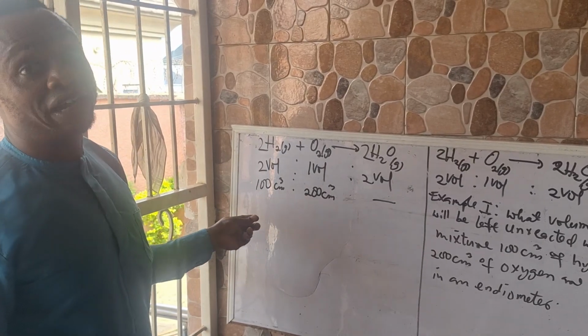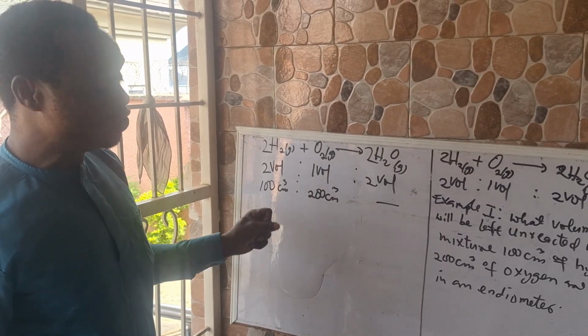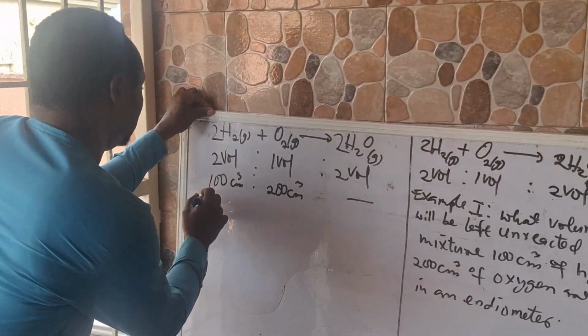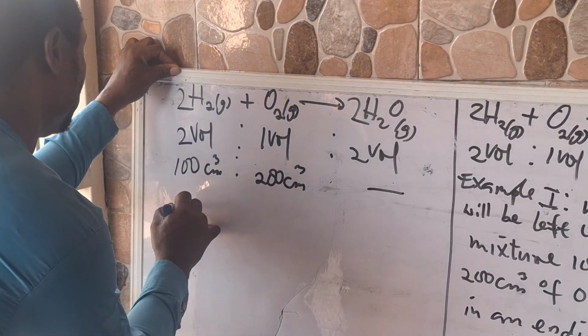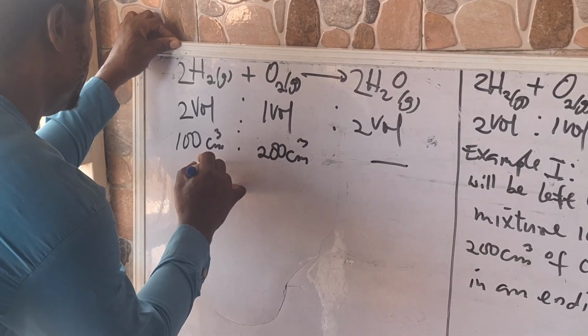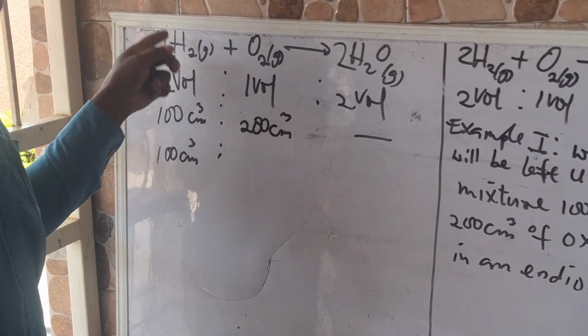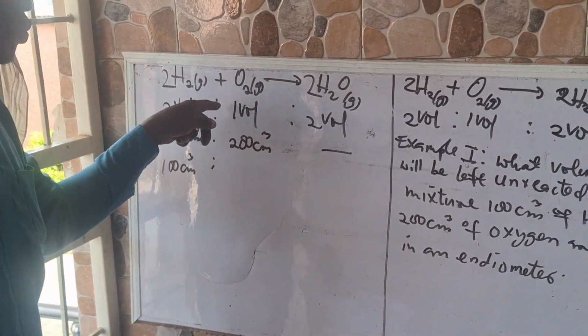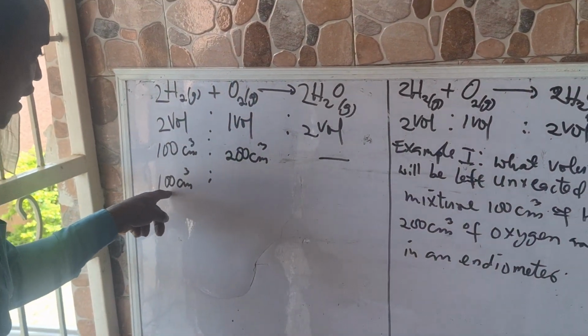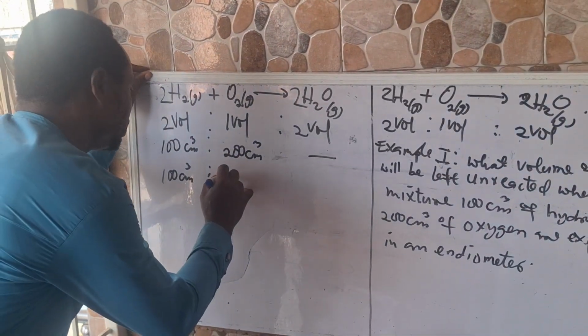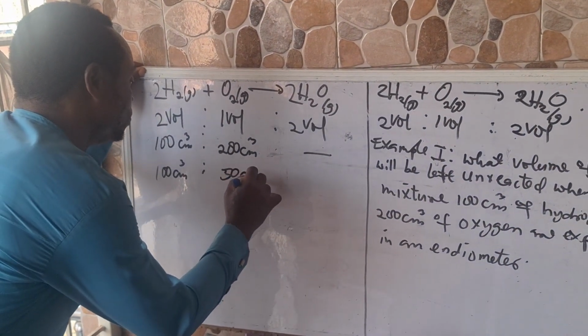That's why you must get a balanced equation properly before you start solving any problem here. So 100 is here. So I have 100 cm³ of hydrogen gas. Then the ratio of hydrogen, I repeat, to oxygen is 2 to 1. So if 100 is here, should be what? 50. You have 50 cm³.